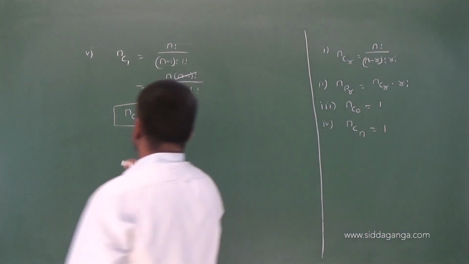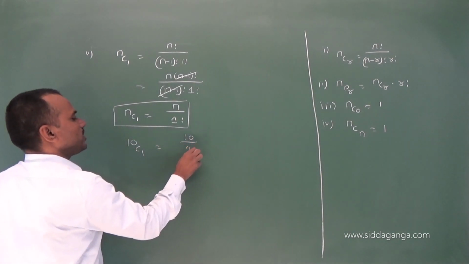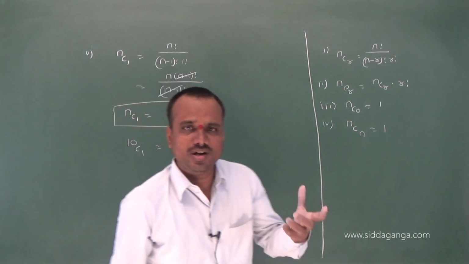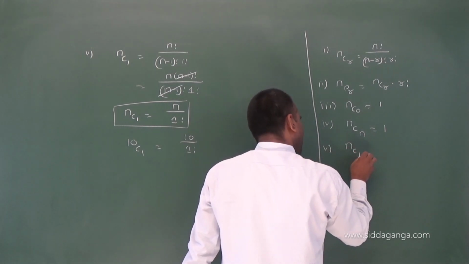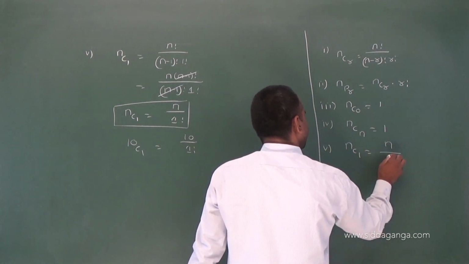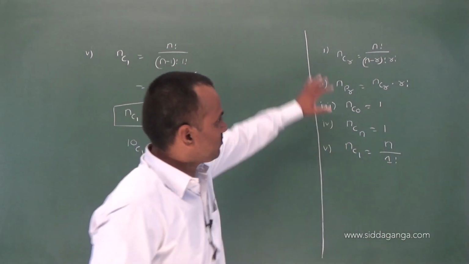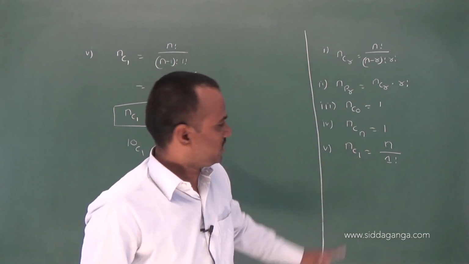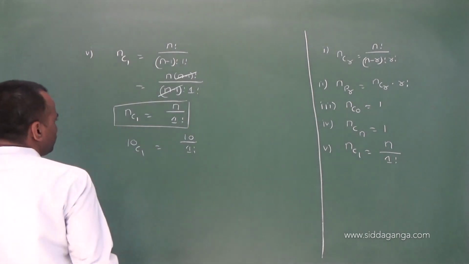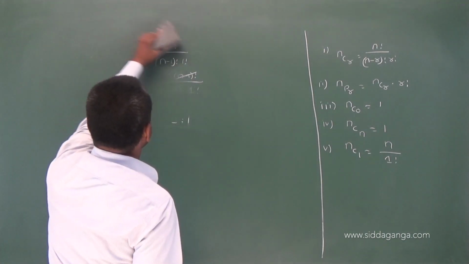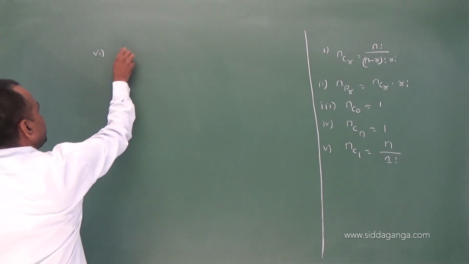Suppose I want 10C1: 10 divided by 1 factorial. 100C1: 100 divided by 1 factorial. 1 factorial is 1, okay. So nC1 is n divided by 1 factorial. Fifth result. These are all very important results. That's why I write them on one side. nC1 is n divided by 1 factorial. Okay, 1 is over.